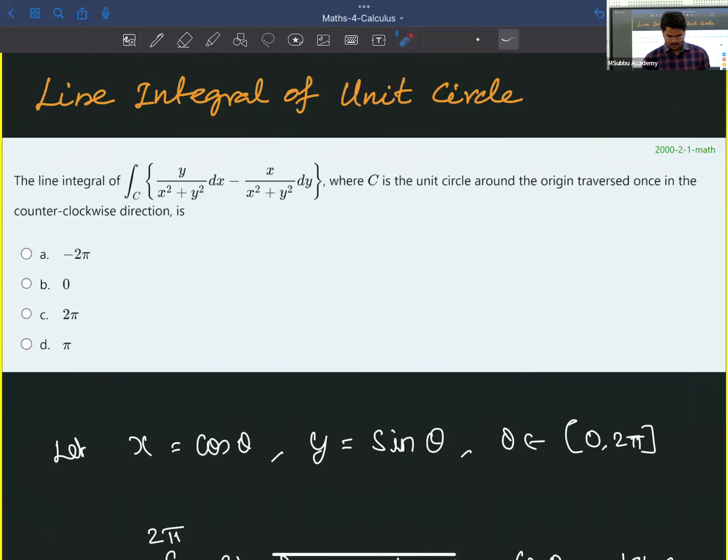So now this is the question. Line integral of unit circle. Okay. So what have they given? Integral over C of y by x square plus y square dx, minus x by x square plus y square dy, where C is the unit circle. Okay. So now for this, how to start?